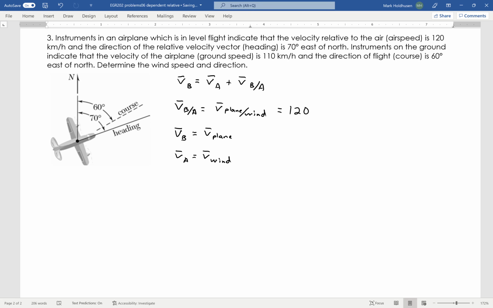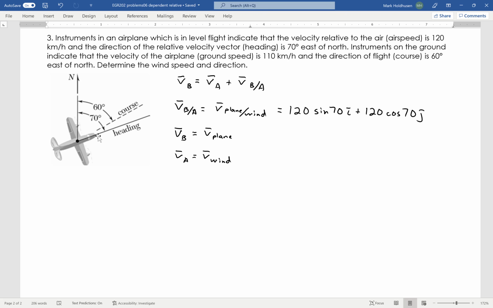kilometers per hour at 70 degrees east of north. So in the i direction, that would be 120 sine of 70, plus 120 cosine of 70 in the j direction. That is what it looks like you're traveling on the plane, relative to the wind. This is what it looks like to you.